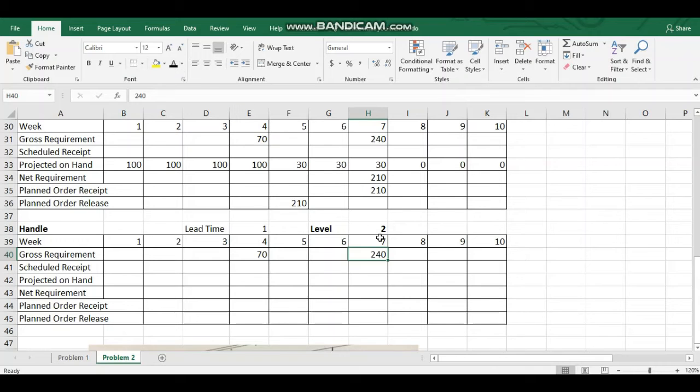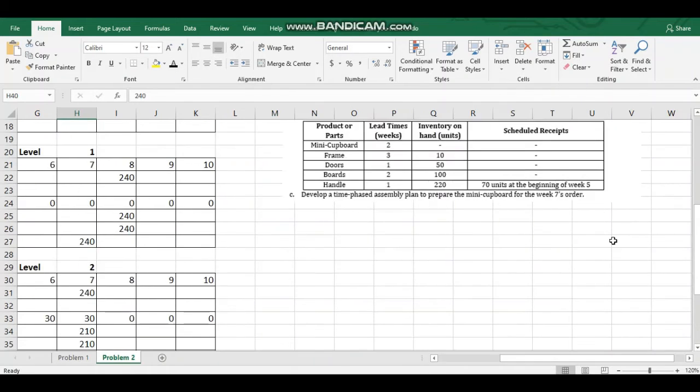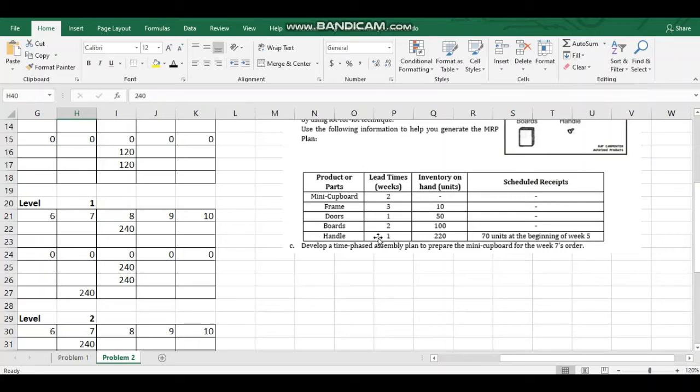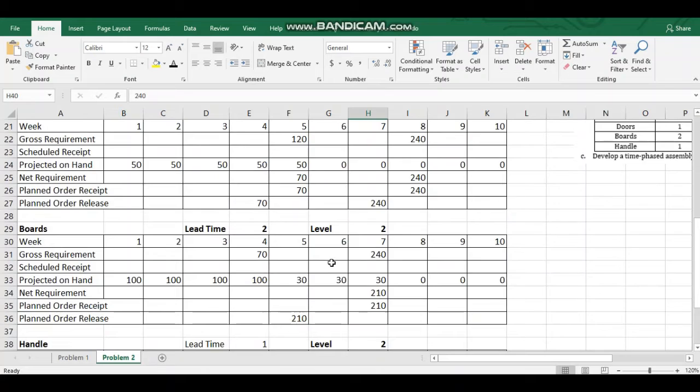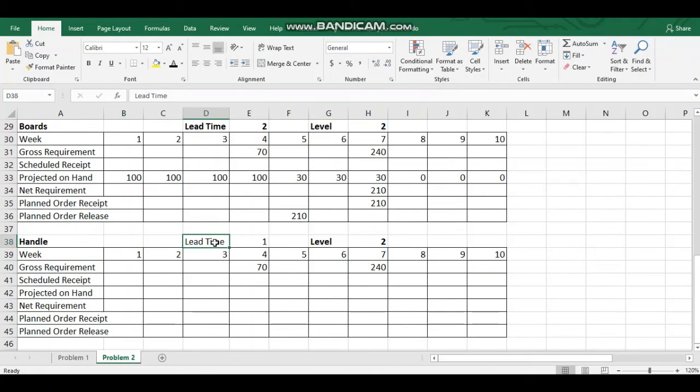Okay, and then other information is the lead time is 1 week and the inventory on hand is 220 units. Also here we have scheduled receipts for handle. There are 70 units at the beginning of week 5. Okay, lead time is 1 week, projected on hand 220, and also scheduled receipt on week 5 as much as 70 units.